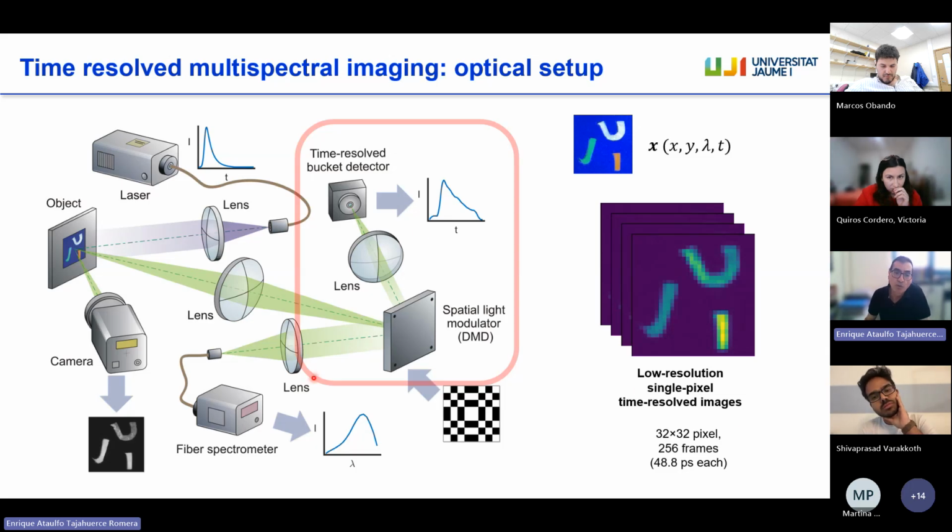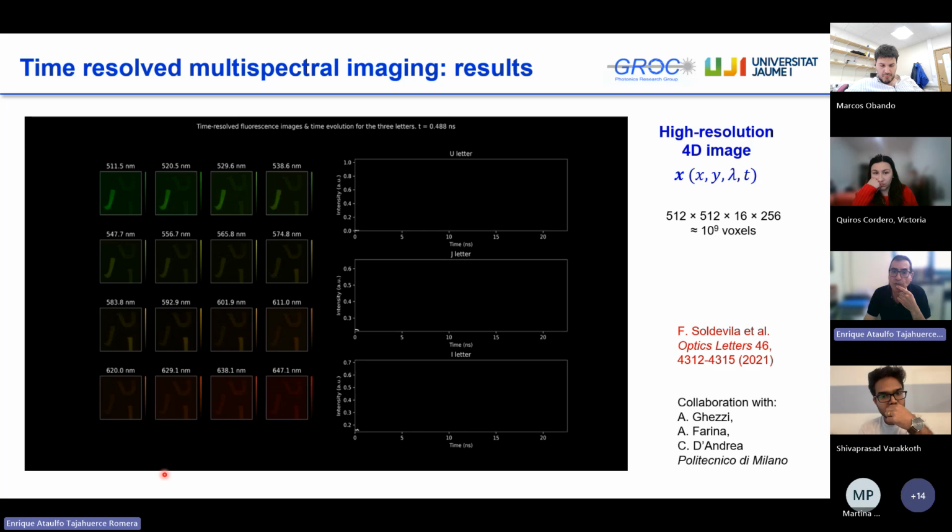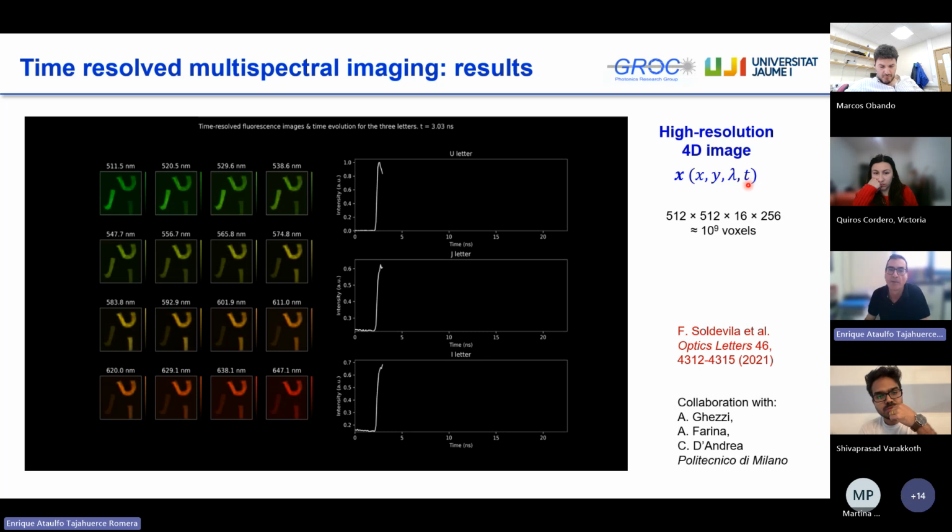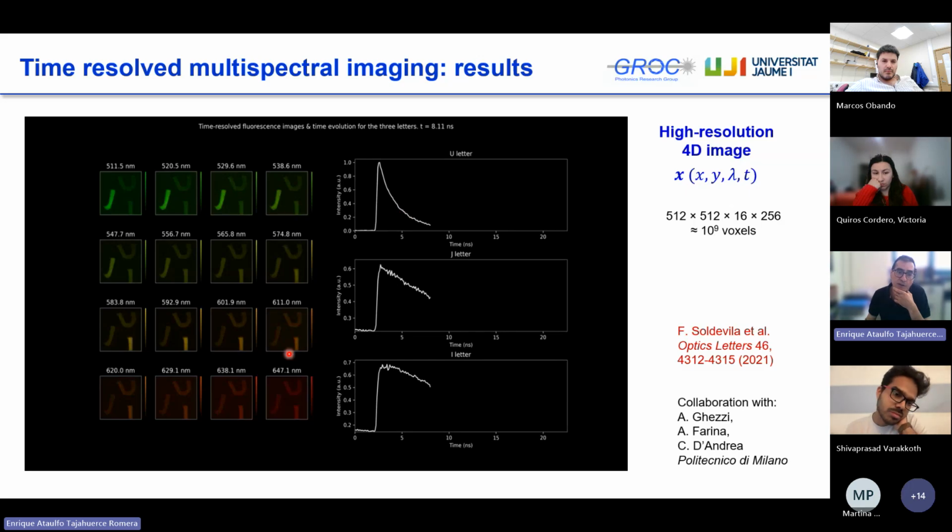So with these two low resolution spectral and time images, and with the high resolution in space, we combine all this information. I will avoid the mathematics of the data fusion algorithms, and we recover an image with high spatial resolution, the wavelength and time of our object. Here you can see the result. I am showing here the 16 spectral channels in time, how they evolve in time. And here on the right, you can see the time evolution of the different letters, different fluorophores.